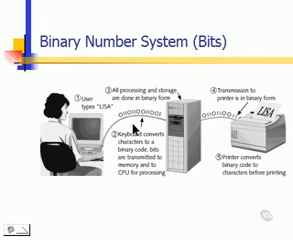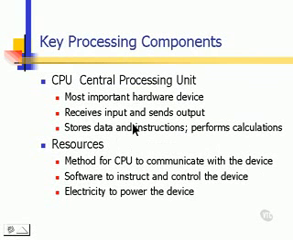Key hardware components include the CPU, or Central Processing Unit. It's the most important device in the computer because it receives input and sends output. It also stores instructions and resources. Resources, for example, a method for the CPU to communicate with a device, software to instruct and control a device, and of course electricity to power the devices.